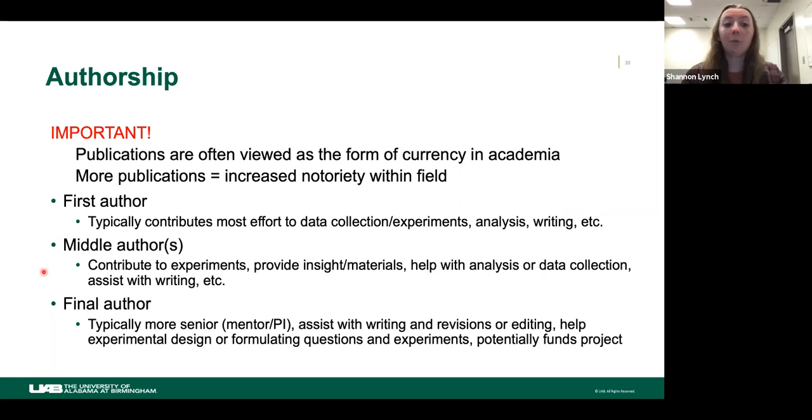So my last point before moving on from this slide is that authorship is super, super important, okay? Authorship is important because publications are essentially currency in academia, okay? So the more publications you have, the more notoriety you have, or the more well-known you are to other people in your field.